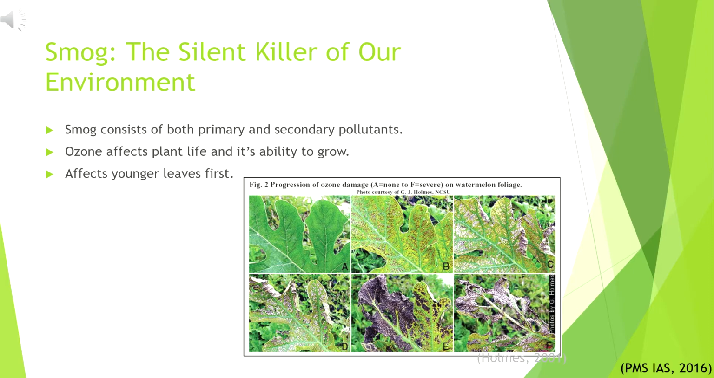Photochemical smog consists of both primary air pollutants and secondary air pollutants, which means it can be very hazardous for our environment and ourselves. Ozone affects plant life and their abilities to grow on both large scales and small scales. So anywhere from the trees lining your street to the big forests and crops that live outside the city lines. On the image here, you can see the progression of ozone damage on watermelon foliage. So figure A is obviously the least amount of damage, and then figure F on the bottom right is the most.